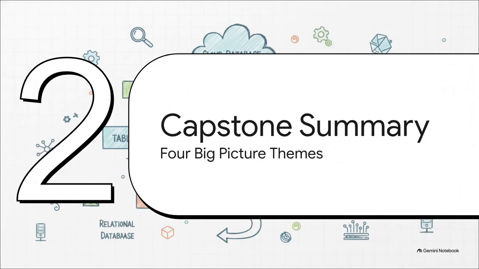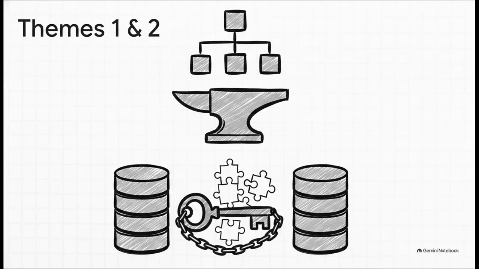And finally, Section 6, Capstones, Summary, and Themes. Okay, we've covered a ton of ground today. Let's synthesize all of this into our major themes. Here are the first two. Theme 1 is data modeling and design. By mastering concepts like entities, attributes, relationships, and normalization, you ensure structural integrity. Just remember the golden rule: bad design cannot be coded away.